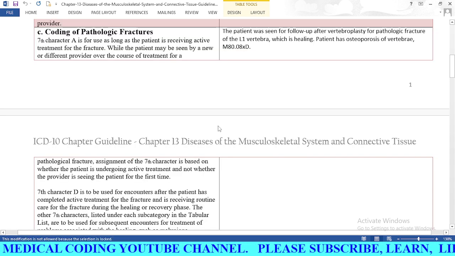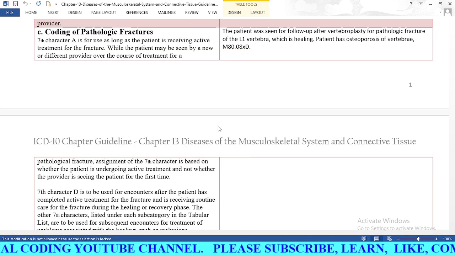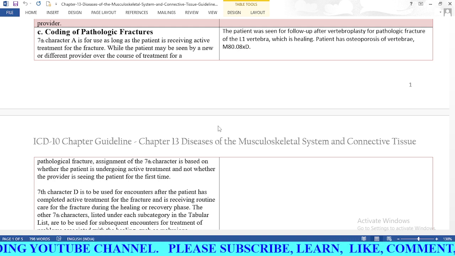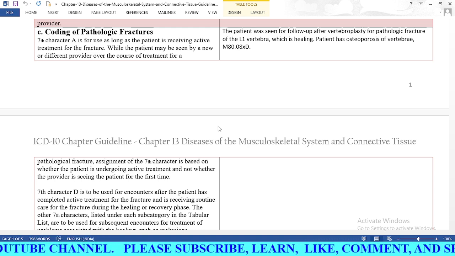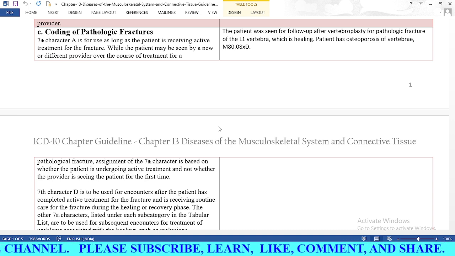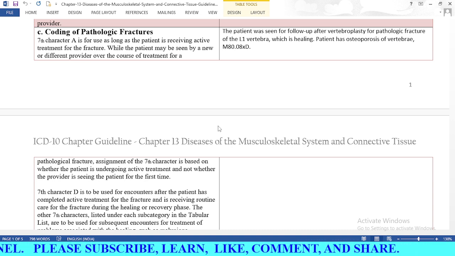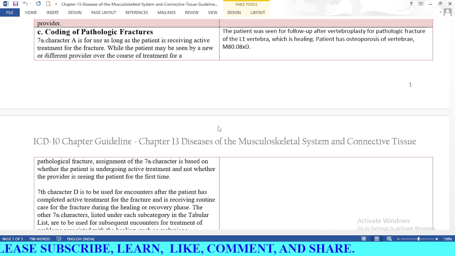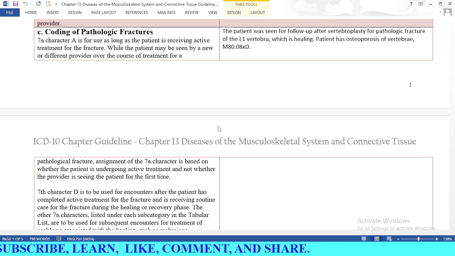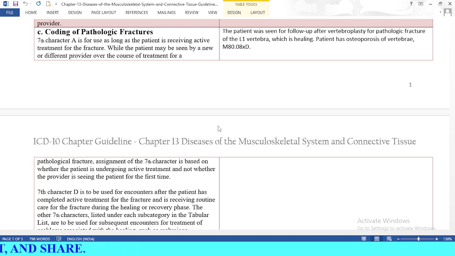Next guideline, coding of pathologic fractures. Seventh character A is for use as long as the patient is receiving active treatment for the fracture. So we need to code seventh character A as long as the patient will receive active treatment. Active treatment means the fracture is not reduced or repair is not performed. He is coming for initial treatment for the fracture, which we usually call active treatment.